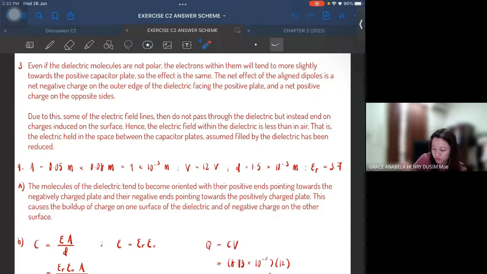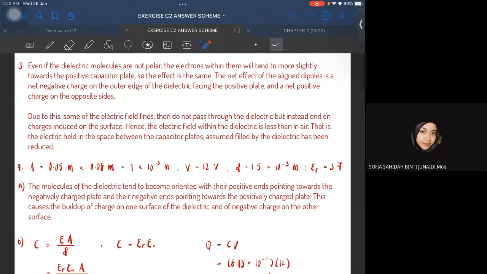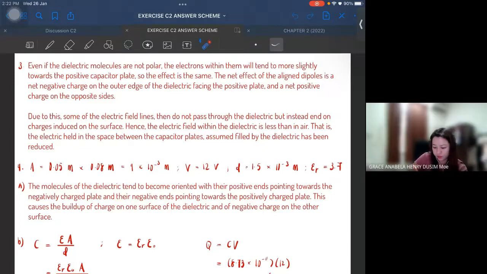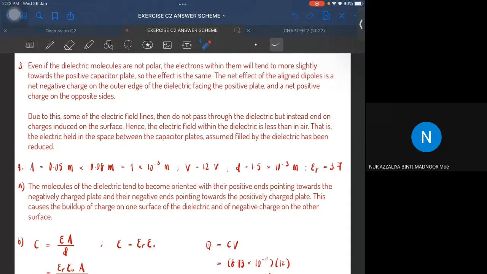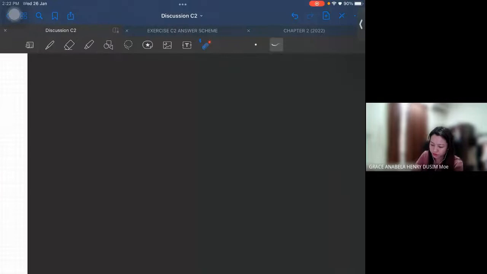Miss, continue number 4. Boleh ka, Miss? Boleh. Okay. Boleh, Miss. Okay, number 4.